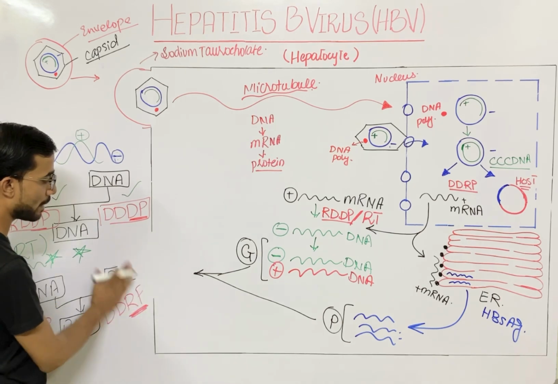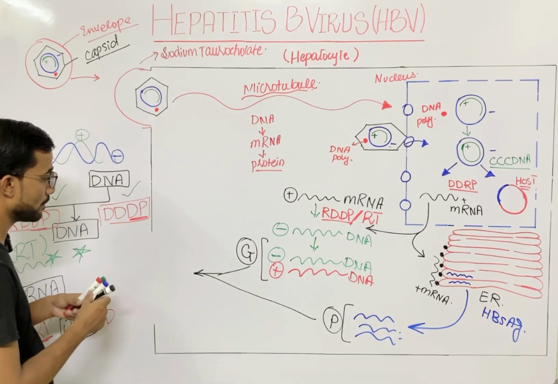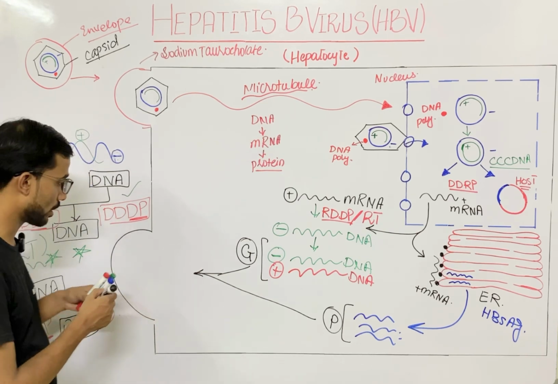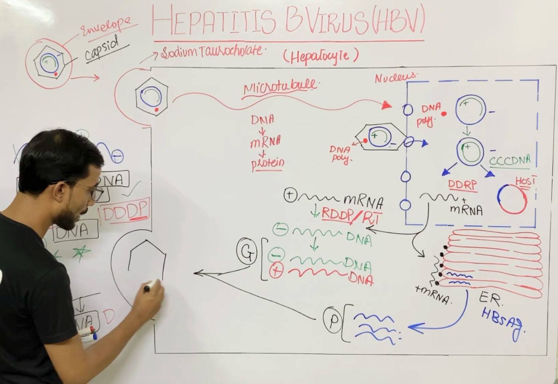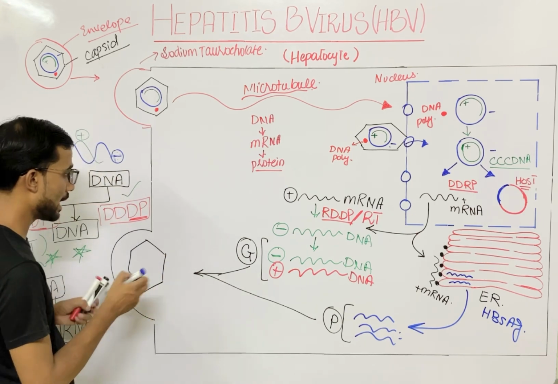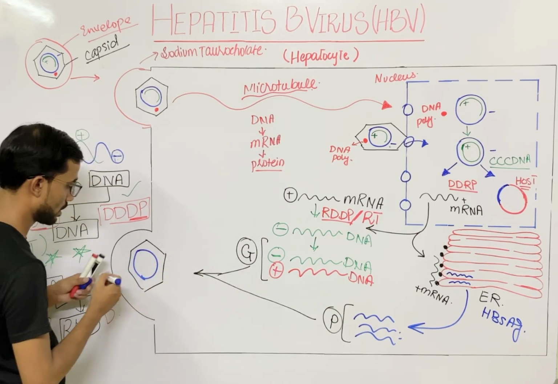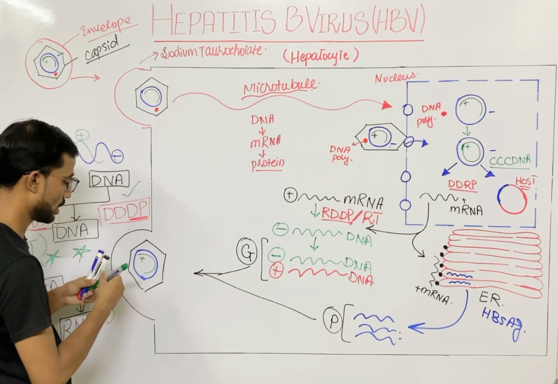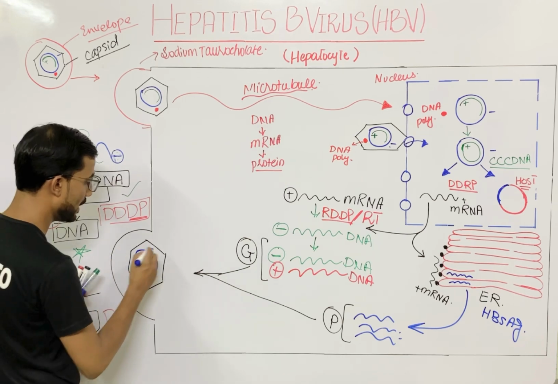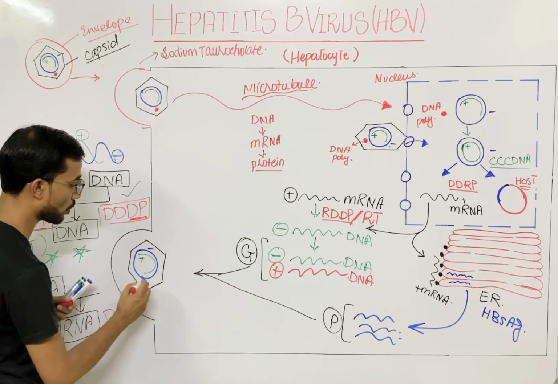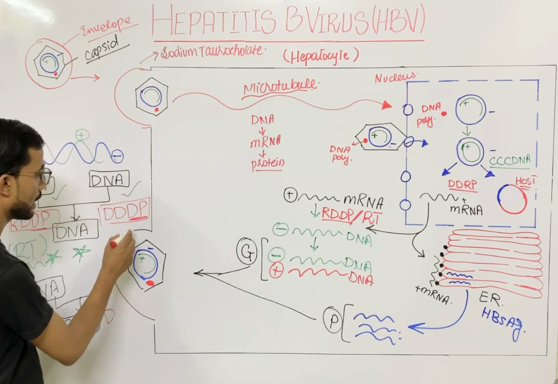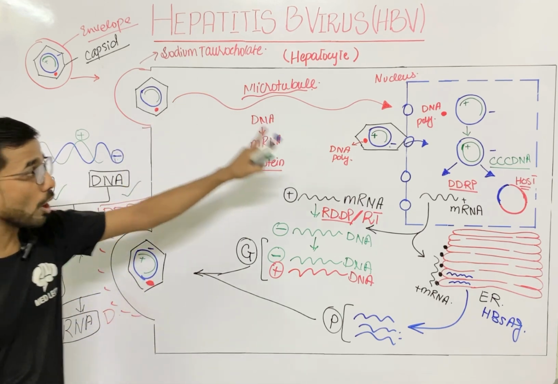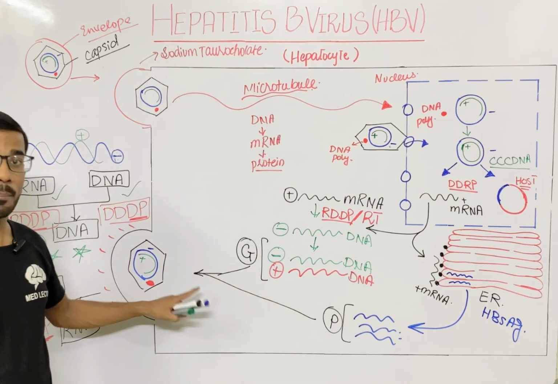From the cell membrane, in that case you will see the budding of the hepatitis B virus. You will see the capsid, the two incomplete strands of the hepatitis B virus, and you will also see the presence of the polymerase. That budding happens in this way. That's the most important thing. That is the whole process that actually happens in the hepatocytes.